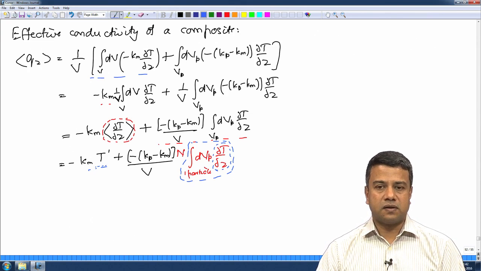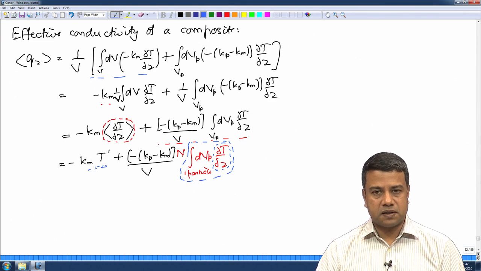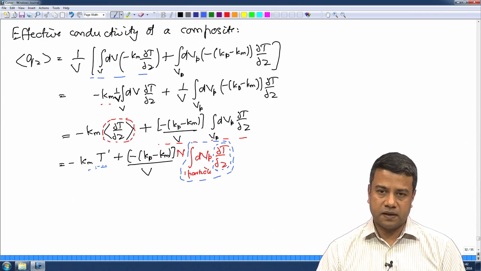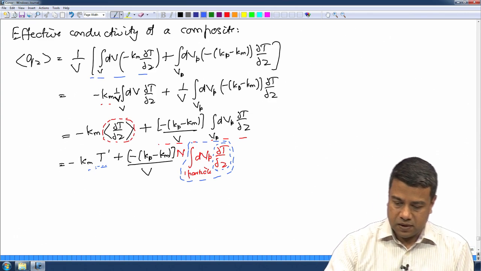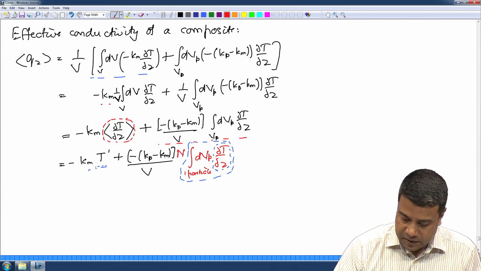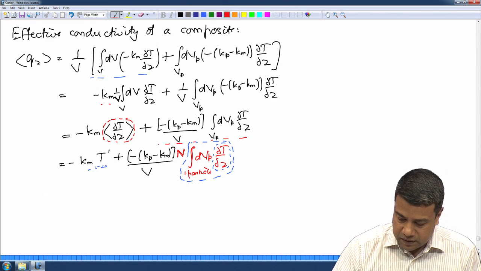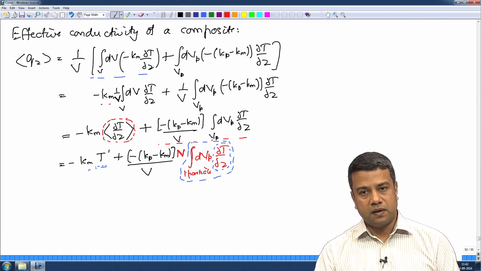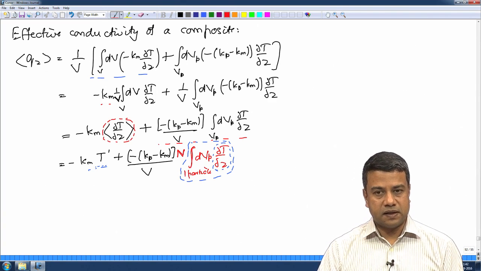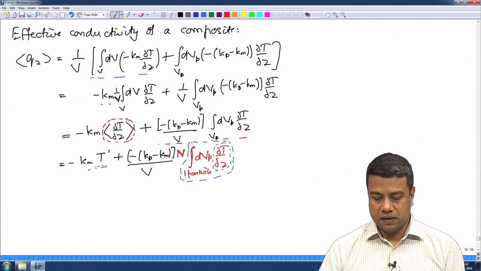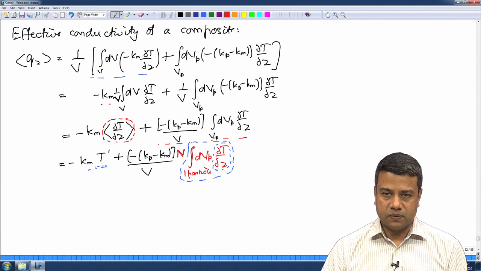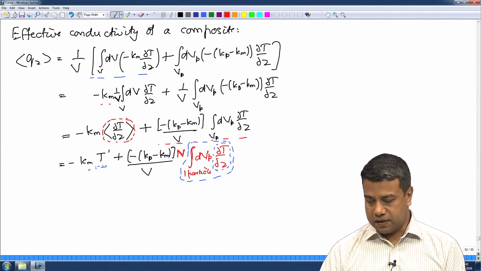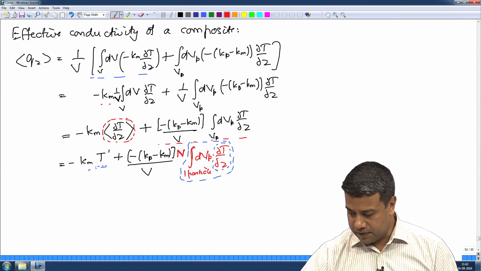Since we were considering the non-interacting limit, where the temperature around one particle is not affected by all the other particles, I wrote this as the total number of particles times the integral over one particle of the temperature gradient in the z direction in that particle. And this final term is what we were trying to evaluate in a spherical coordinate system in the previous lecture.